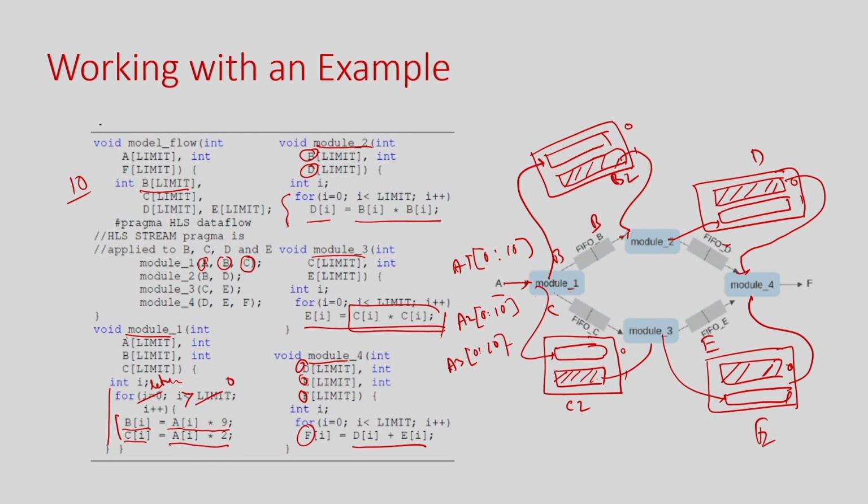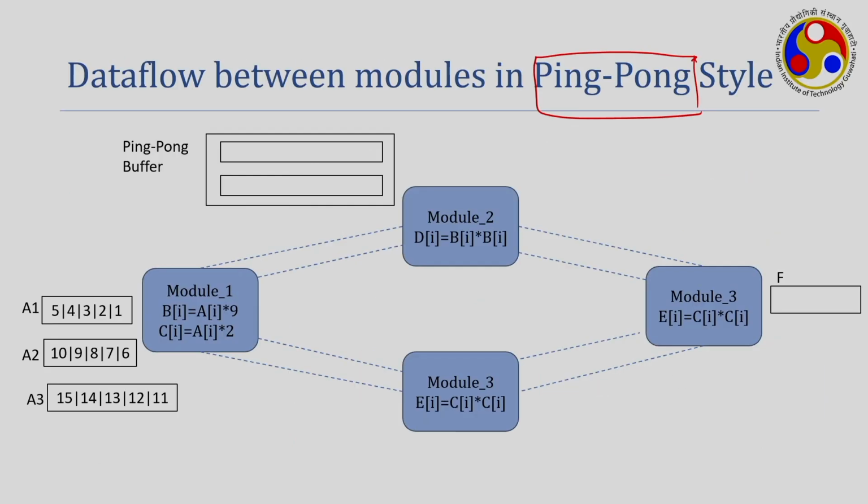So, for ping-pong style, when the producing order and the consuming order are different, you have to implement things in ping-pong style. But if the producing and consuming order is the same, then I can implement this as a FIFO. I am going to explain that. Let me complete this execution with this animation here.